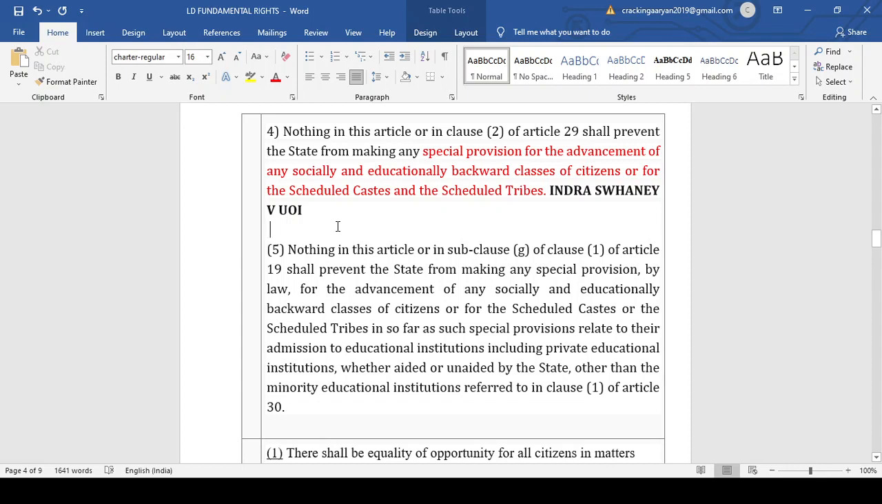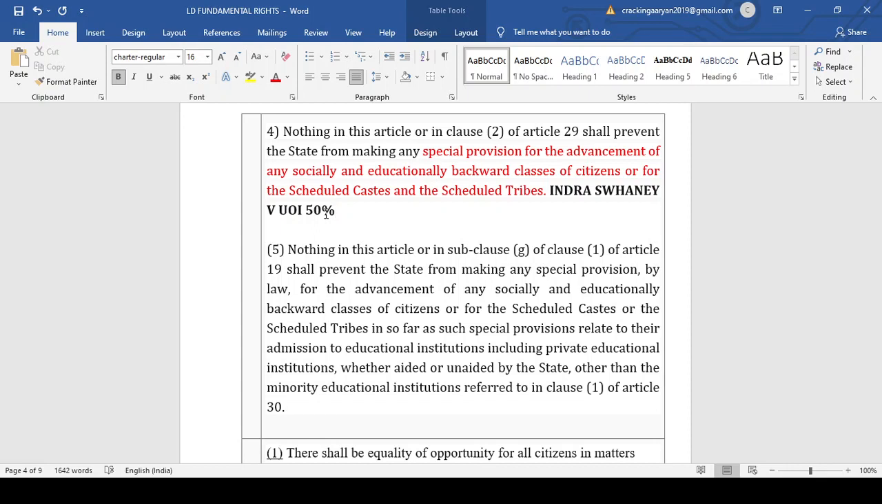Guys, the reservation article is Article 15 clause 4, which states that the state can make special provision for the socially and educationally backward classes of citizens or the scheduled castes or the scheduled tribes. We must know the Indra Sawhney judgment, Indra Sawhney versus Union of India. Recently, we have the Maratha judgment also, in which it was held that 50% is the cap. No reservation can exceed the 50% cap, as was held in the Indra Sawhney case. So that is the special provision for the socially and educationally backward classes. This is the provision of reservation.